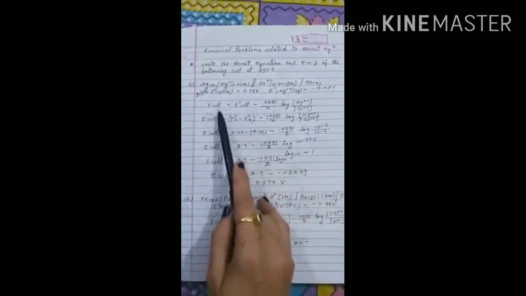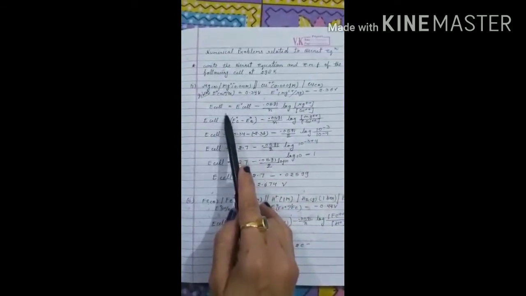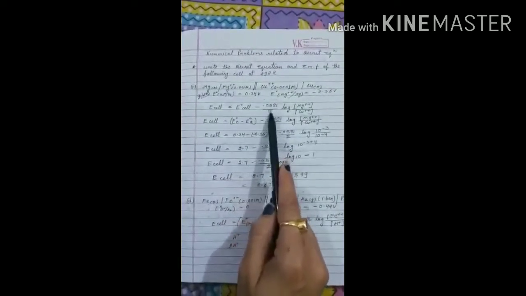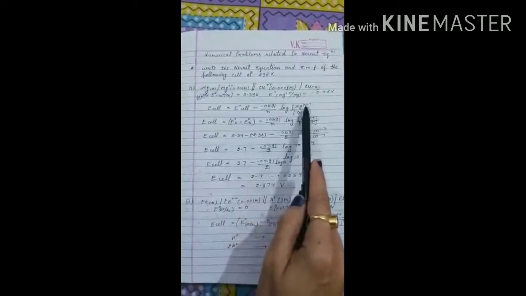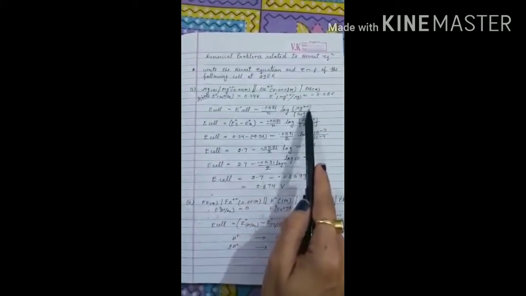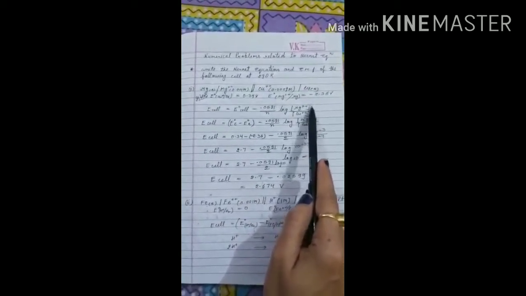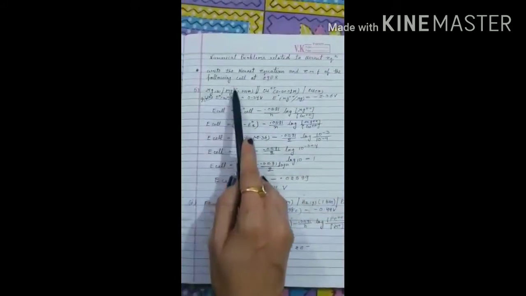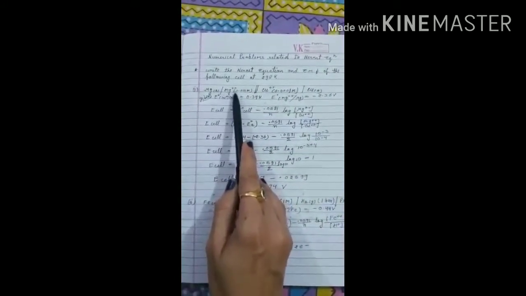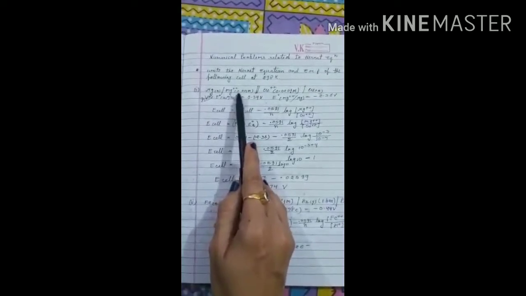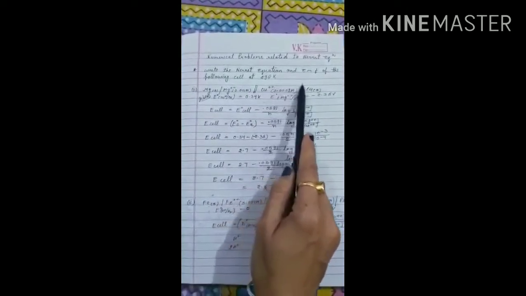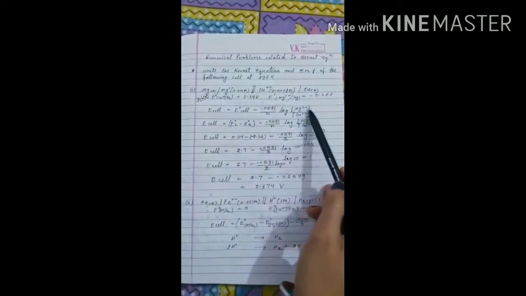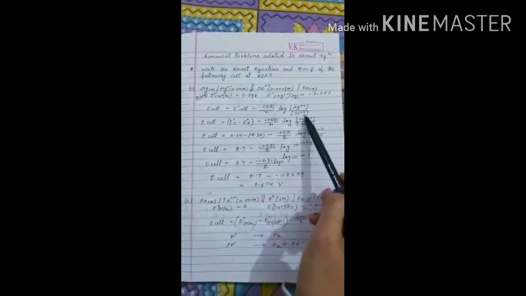As I have taught, the Nernst equation is written as E cell equals E naught cell minus 0.0591 upon n log anode over cathode, oxidation over reduction. Magnesium is going to be oxidized, and oxidation always takes place on the anode terminal, while reduction always takes place on the cathode terminal. So that's why I have written Mg 2 positive upon copper 2 positive.